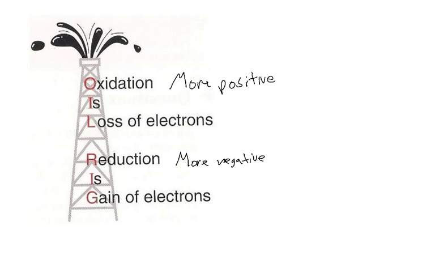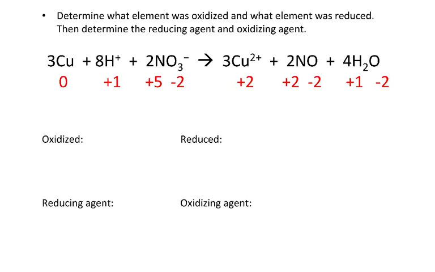All right, so let's go back to our example. I've put the oxidation states that we figured out on the previous slide in red underneath each one of the atoms. So oxidation is loss of electrons, so these things became more positive. If I look, copper went from 0 to +2. So the copper became more positive, so the copper was oxidized.